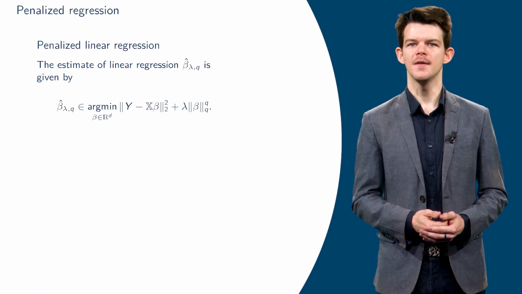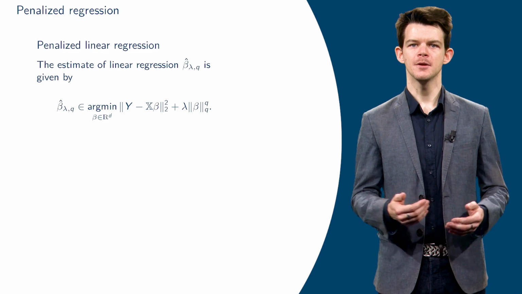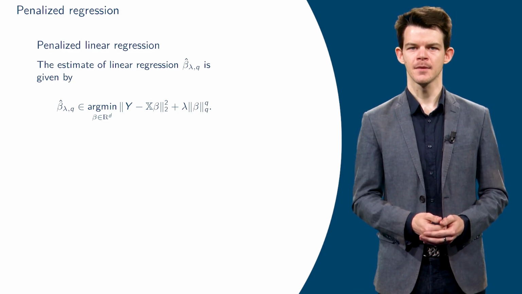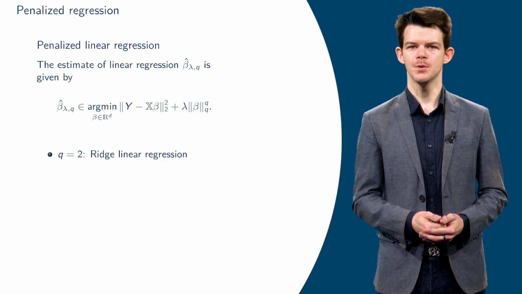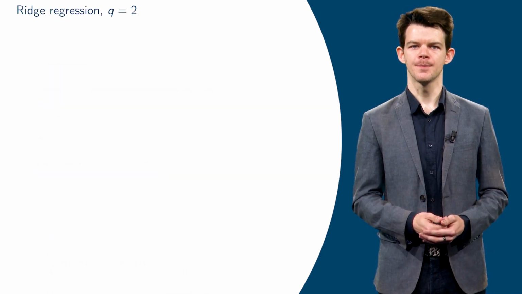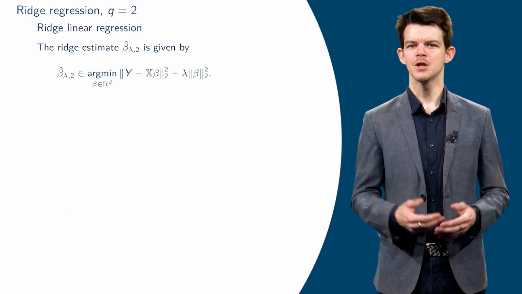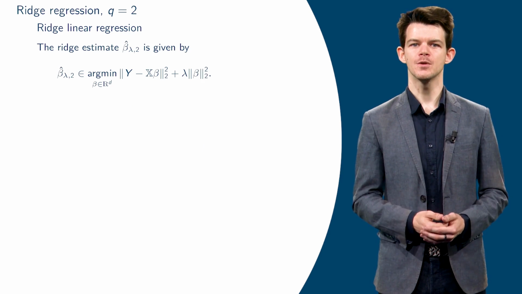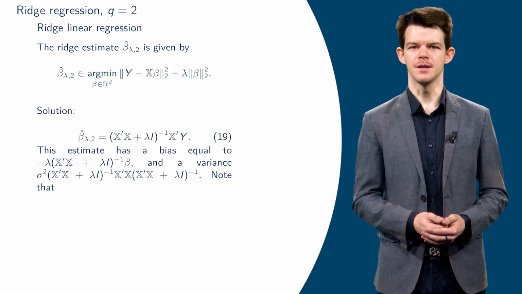Instead of finding beta hat, which is a solution of the previous problem, we can define the penalized problem for any norm Lq and denote by beta hat lambda q the solution of this penalized problem. Note that if you take q equal to 2, you find the ridge linear regression problem, and if you take q equal to 1, you find the lasso. Let's start with q equal to 2. As for the linear regression problem, you can show that this problem admits a solution, and the exact expression of the solution is given by the formula 19.